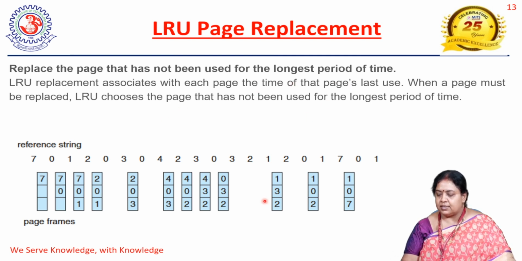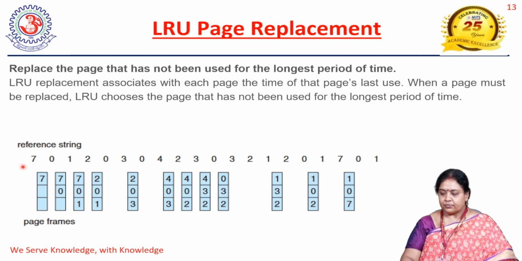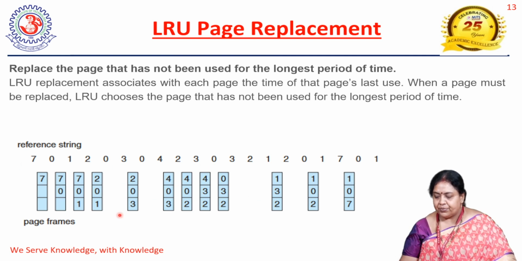Now we see this with an example. This is the reference string, and 3 frames have been allocated for this process. Now our first reference is 7.